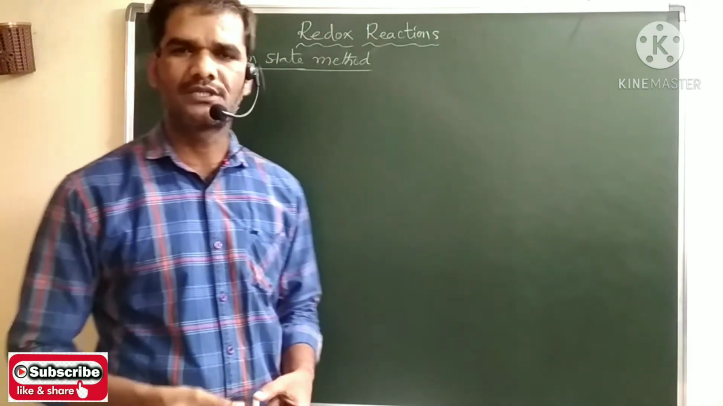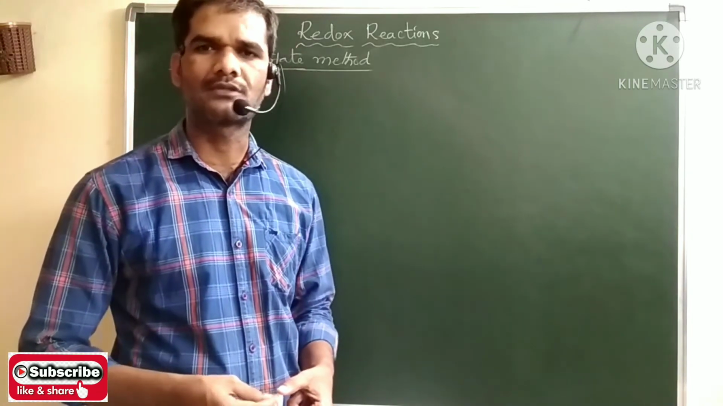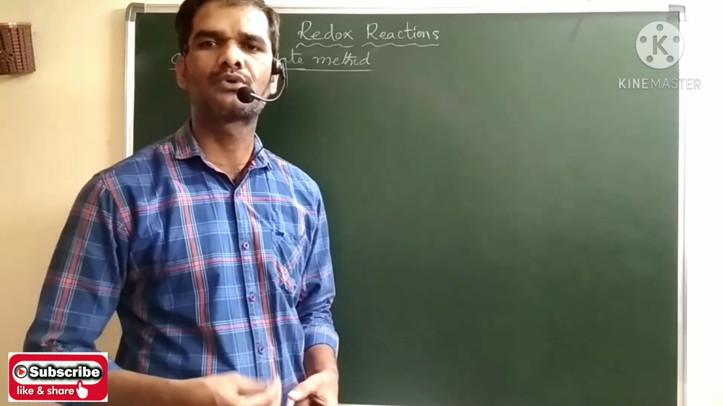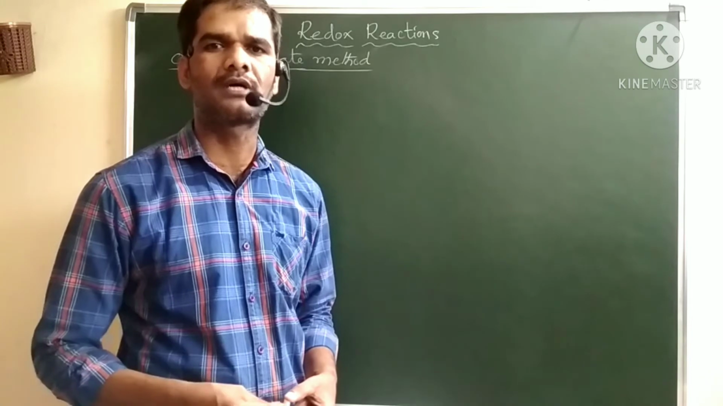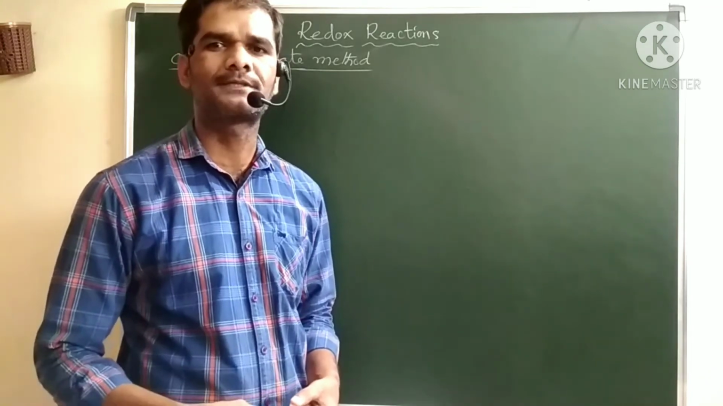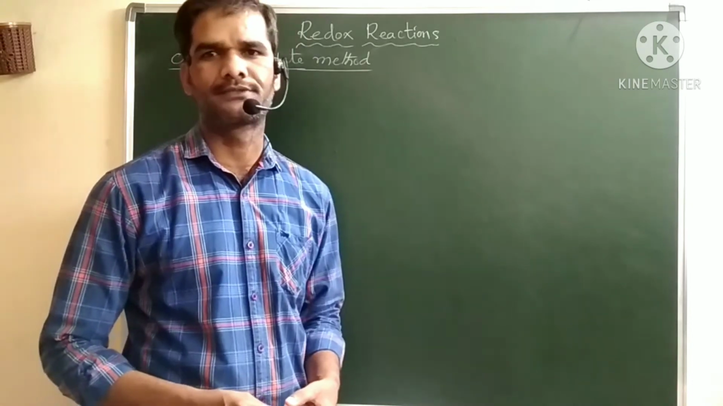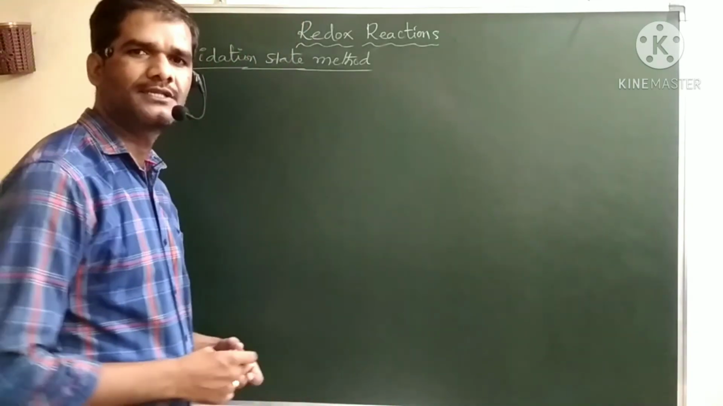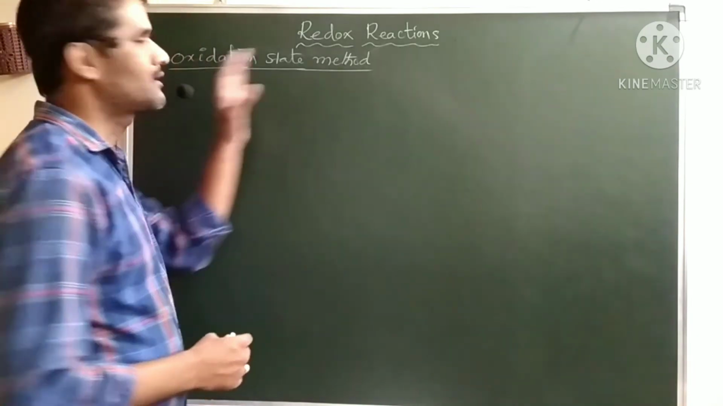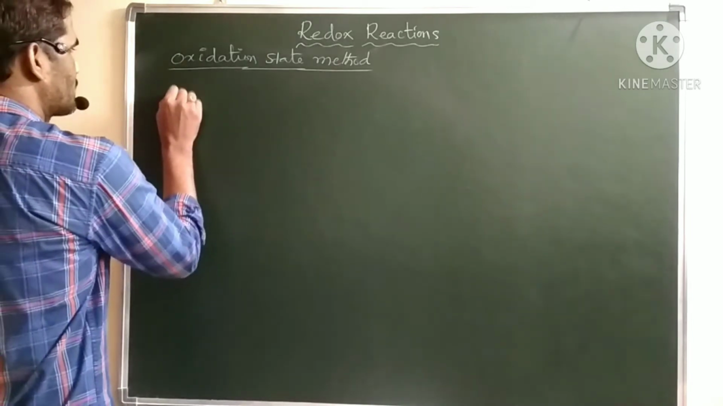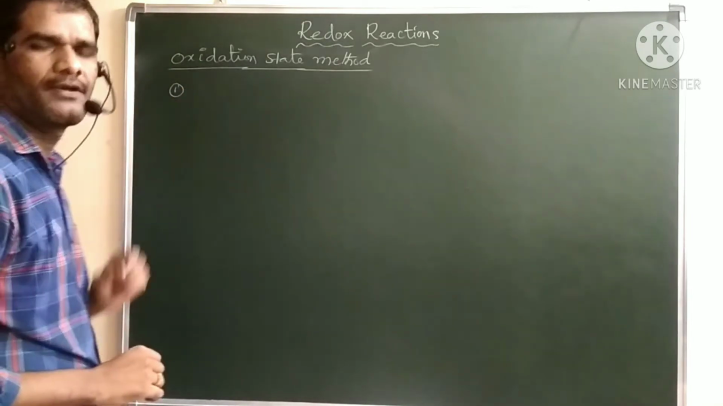To use this oxidation state method to balance a redox reaction, first we have to follow several steps. There are some rules involved, or we can say steps. First of all we will discuss what these steps are, then we will take up some examples. So first we will see the steps involved in the balancing of redox reactions by using the oxidation state method. In that, the first one, step 1, what we have to do?